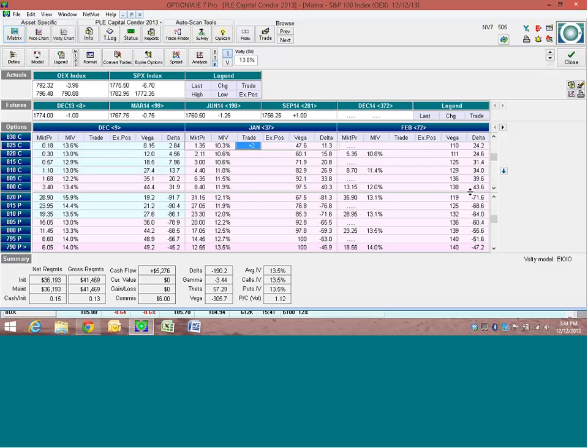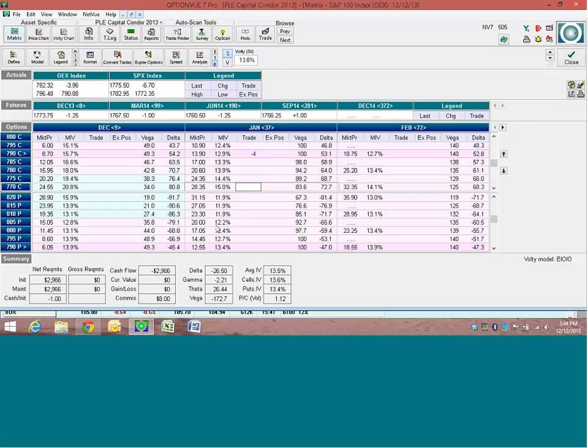And so I go up to the 825, and then I've got the 790, so that's 35 points. So I just go down 35 points to make it equidistant. That takes me down to the 755. So there's my butterfly. Okay. I've set it up, it's preliminary. I've just taken a look at it.